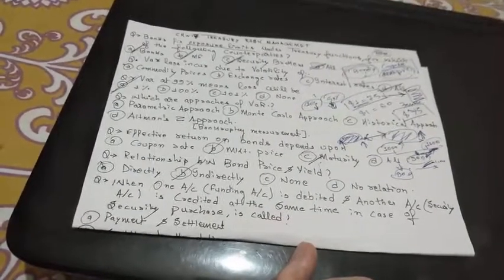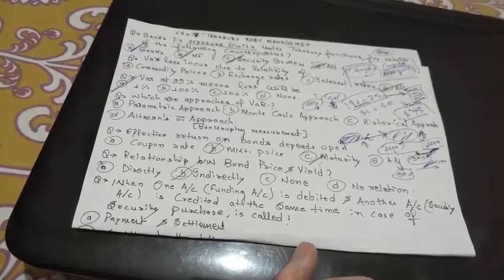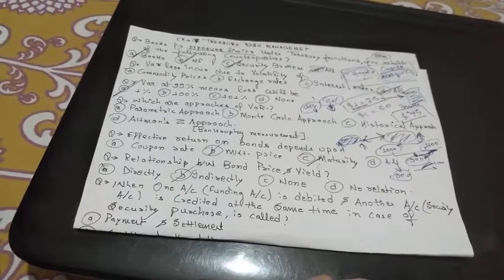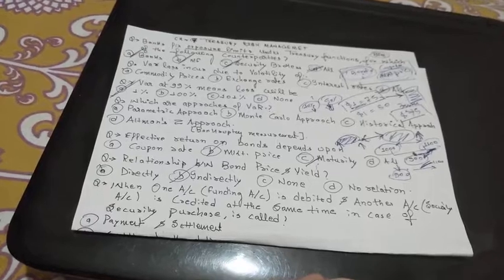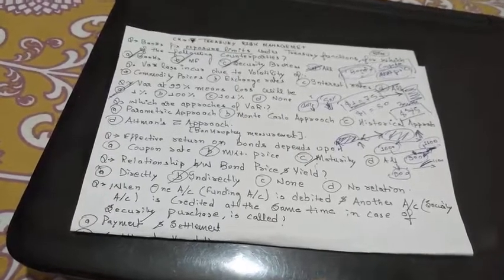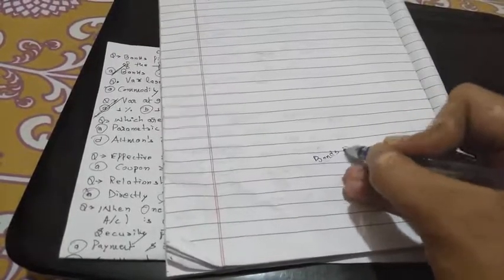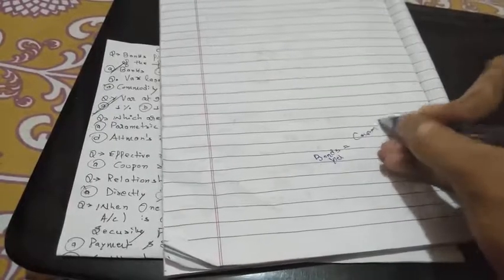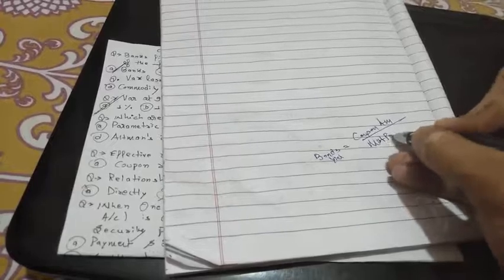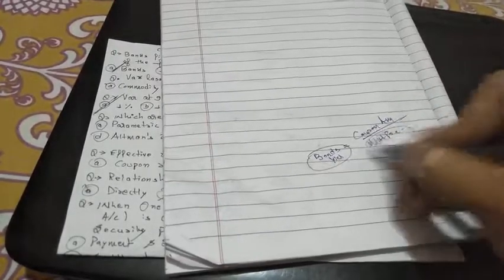Now we will see the next concept, that is duration. What do you mean by duration? Duration measures nothing but the impact of interest rate on price. As we know, the relationship for bonds is that bond yield is equal to the coupon amount divided by market price. So a relation exists between the yield and the market price, and an inverse relationship exists.